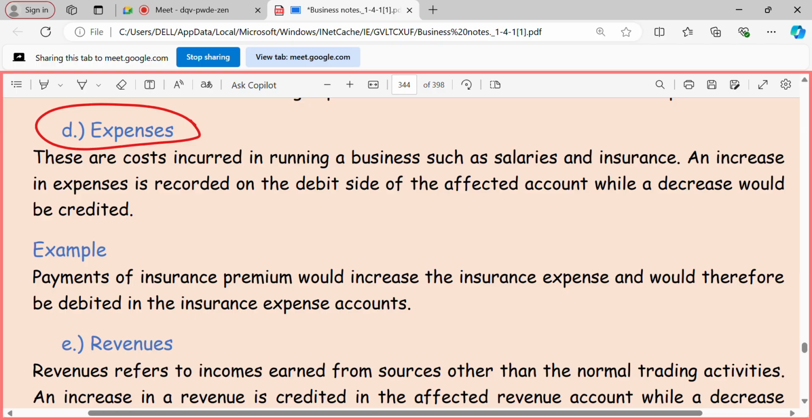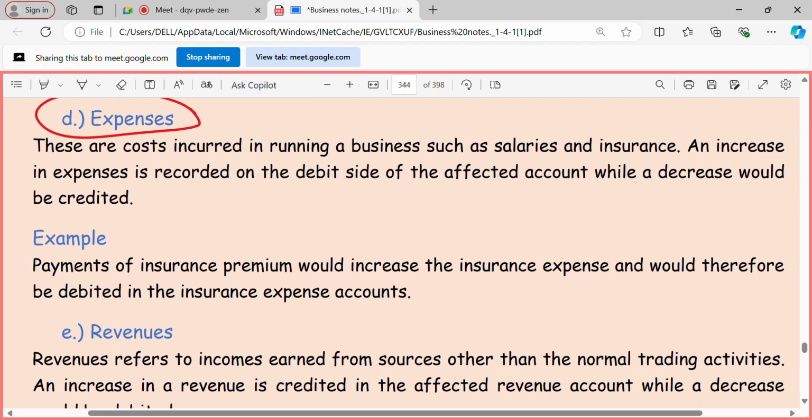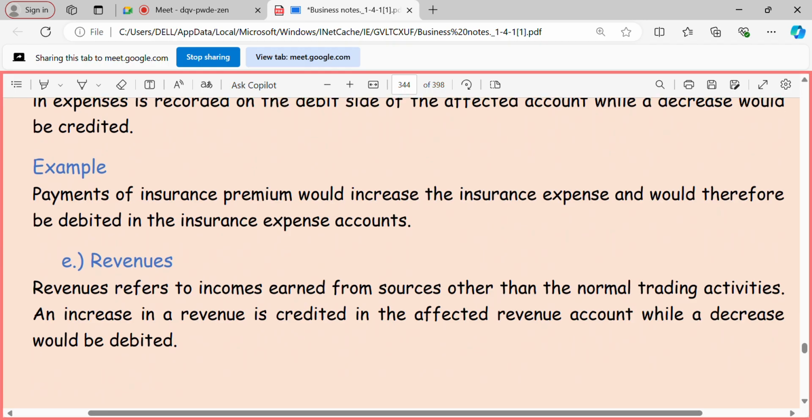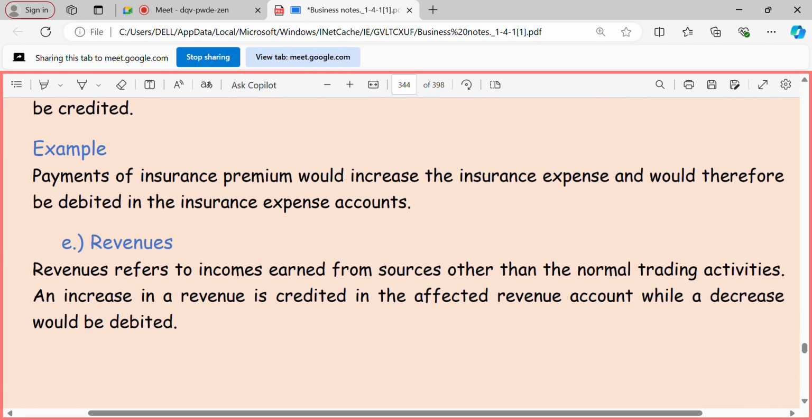So expenses, how do you record expenses? An increase in expenses is recorded on the debit side of the affected account, while a decrease would be credited.